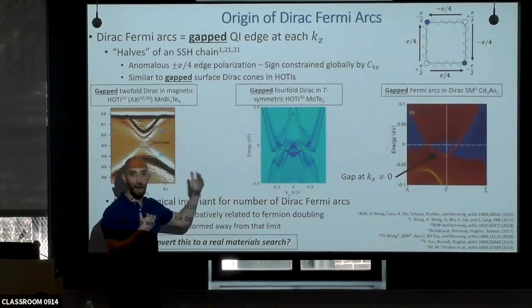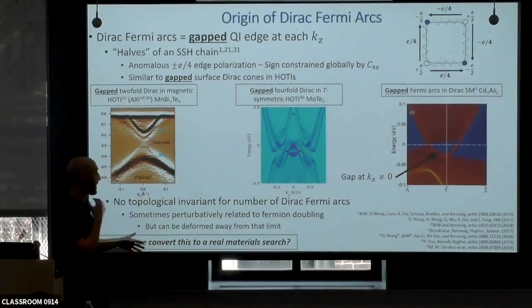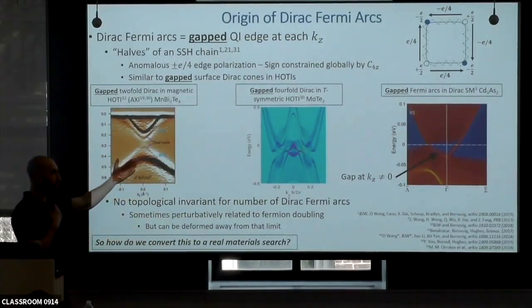And so to form a HOTI, I'm taking a 3D TI or TCI, and I'm gapping the 2-fold or 4-fold Dirac masses to realize different surfaces, and the domain walls are what form the hinge states. And so, for example, in a 3D TI, I can magnetically gap a single Dirac cone.